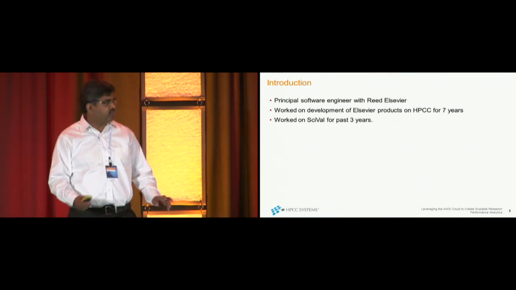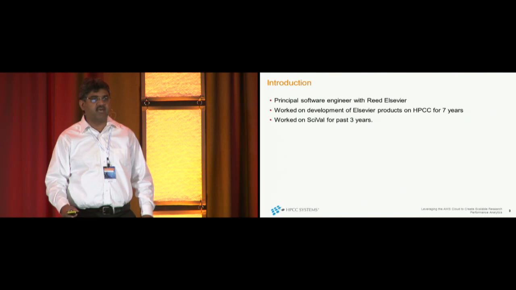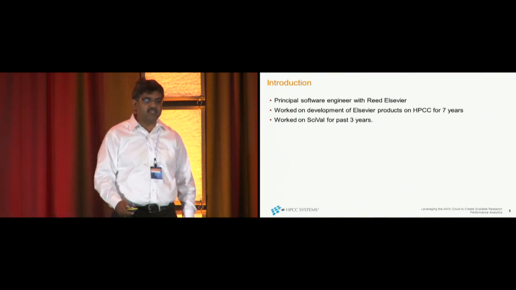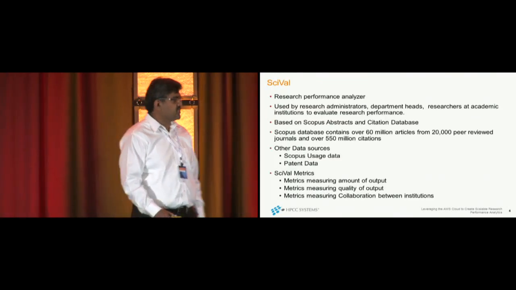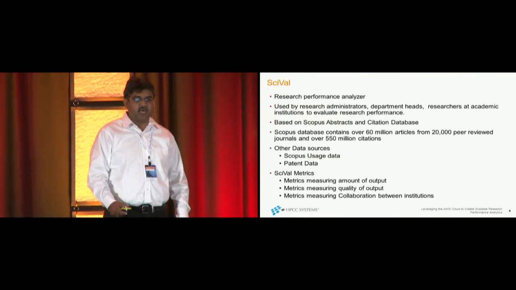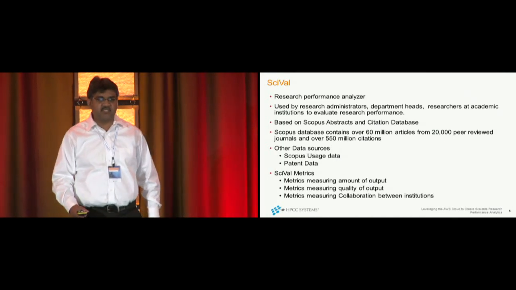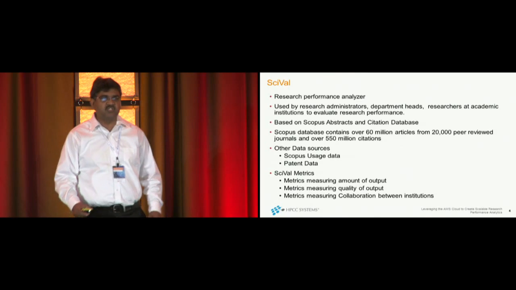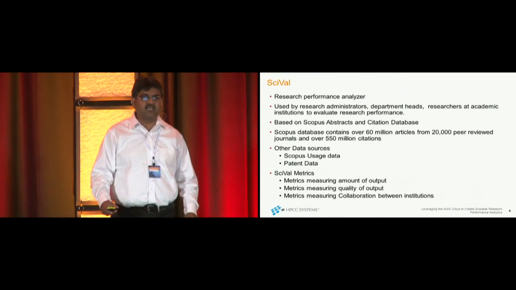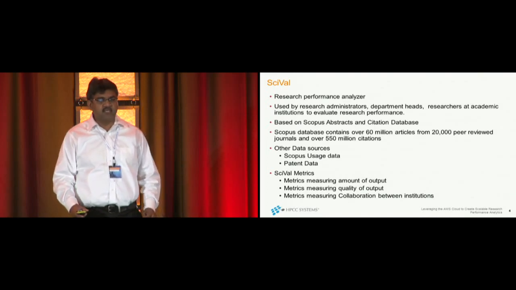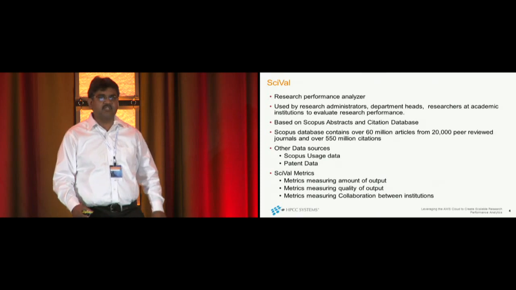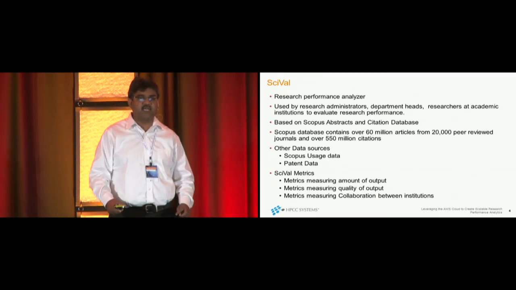However, I will give you a quick introduction to our product, SciVal, just to give you an idea on the amount of computations we do and how we use HPCC. SciVal is a research performance analyzer, mainly used by research administrators, department heads, and researchers themselves to evaluate research performance of institutions, countries, group of institutions, group of countries, departments, many other entities that we support in SciVal. It is based on Scopus abstracts and citation database.